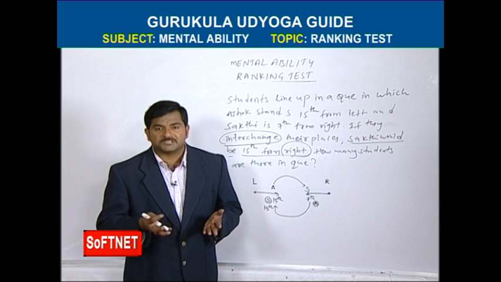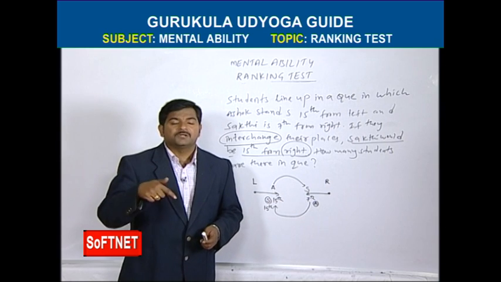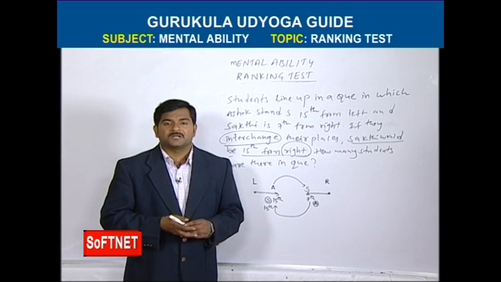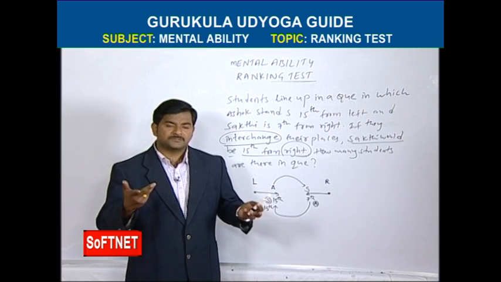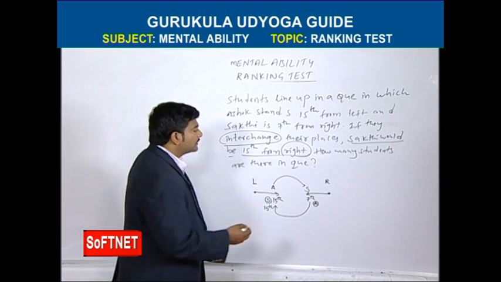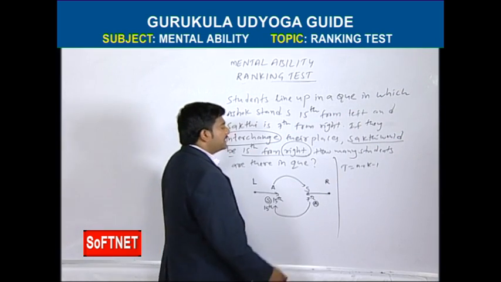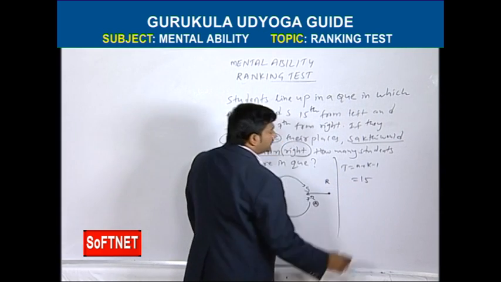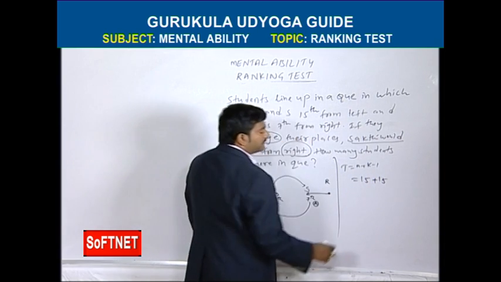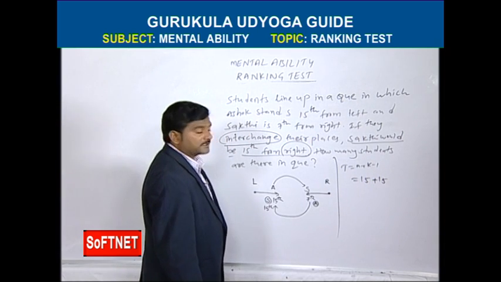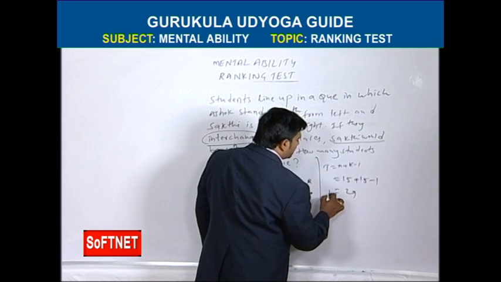What about Ashok's previous condition? Ashok occupies 15th from left. That's why now also Shakti occupies 15th from left. Now I know Shakti's position from left and right. So I can use the formula T is equal to n plus k minus 1. T we have to find out. What is Shakti's position from right? 15. What is Shakti's position from left? 15. So 15 plus 15 minus 1, 30 minus 1.